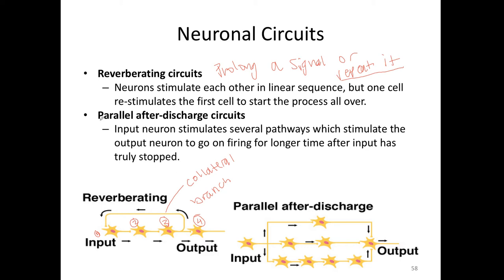Okay, so parallel after discharge circuits. So parallel means there are several different lines of communication from one neuron to the output neuron available, and they run in parallel to each other, so parallel lines. So the input neuron stimulates several pathways which stimulate the output neuron to go on firing for a longer time after the input has truly stopped.